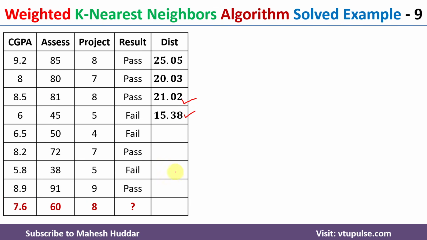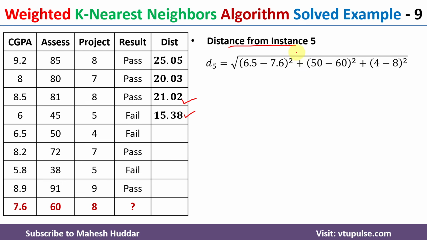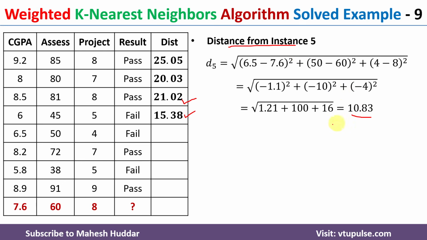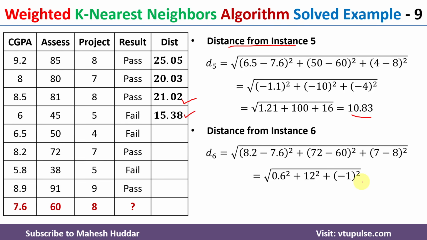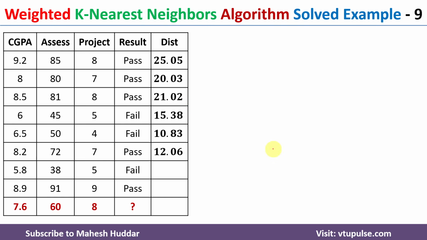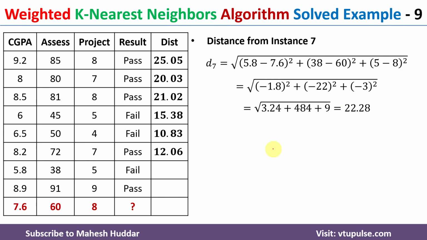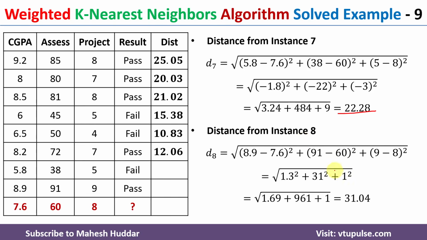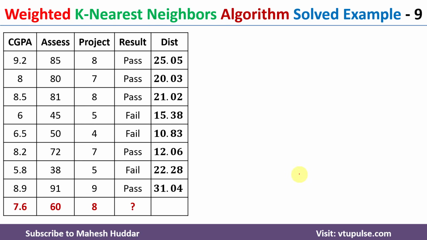Similarly, we need to calculate the remaining distances. In that case, the distance from the fifth instance will be 10.83, the distance from the sixth instance will be 12.06, the distance from the seventh instance will be 22.28 and the distance from the eighth instance will be 31.04. That is what I have written here.